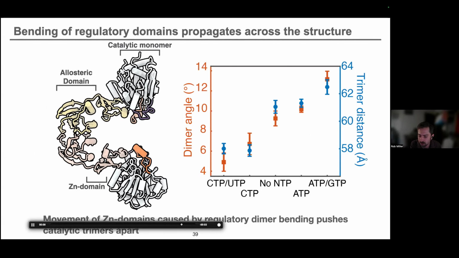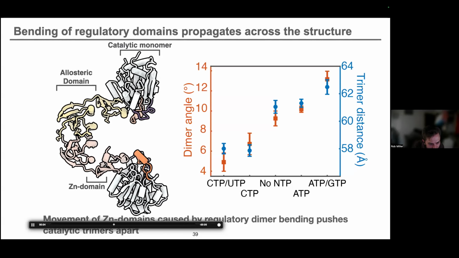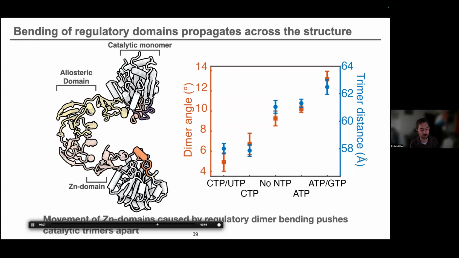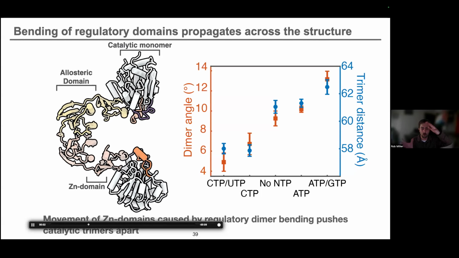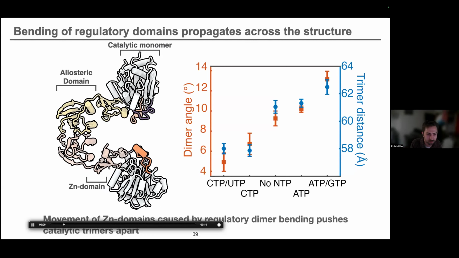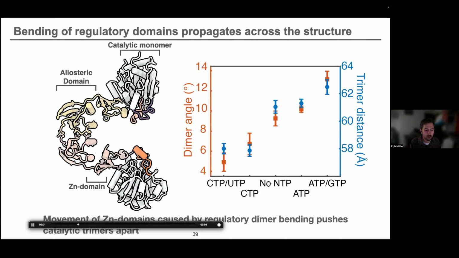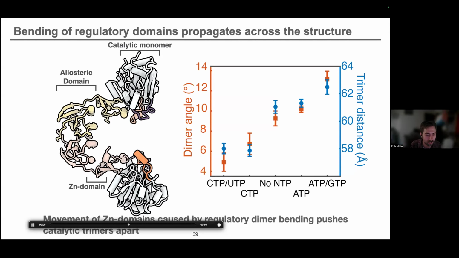I think we can see this really clearly if we go from our most compacted state, the CTP UTP bound state, to our most expanded R state, the ATP GTP bound state, where again, we can see that these N-terminal tails, as they reach across the domains, cause a small bending at the face of the regulatory domain. This small motion propagates out through these arms known as zinc domains that hold on to the catalytic trimers and then modulate the entire quaternary structure of the assembly. It's really quite amazing that these small conformational changes, driven by the difference in identity of these nucleotides, are propagating across the entire structure to modulate the overall enzymatic activity of ATCase.